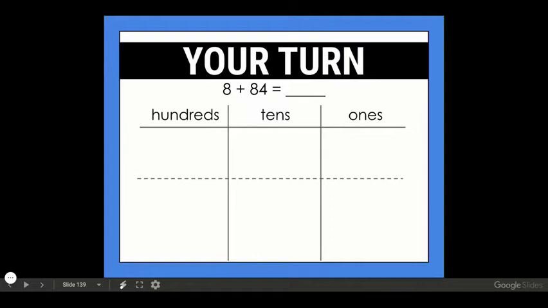All right, now it's your turn to do this with me. So go ahead and draw your hundreds, tens, and ones chart. And don't forget to add in this dotted line to separate your 2 addends.